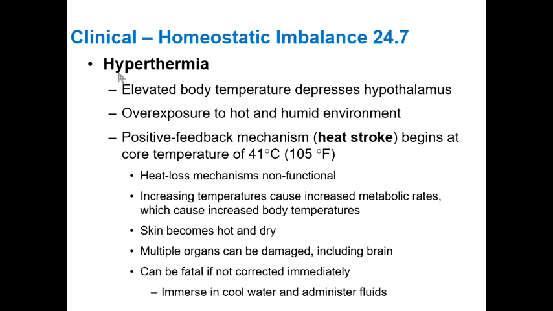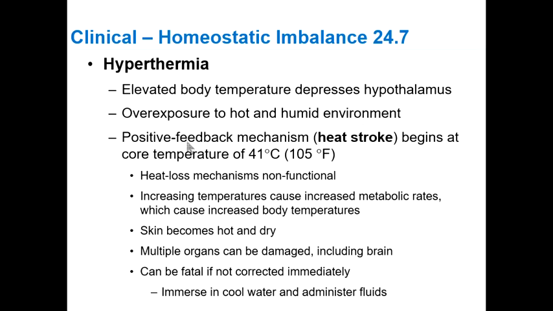So here's a dangerous situation, hyperthermia, meaning excessive temperature. Elevated body temperature depresses our thermostat, our hypothalamus. This is overexposure to a hot and humid environment. So recall what happens in our skin with a hot environment: the perspiration needs to evaporate, which can't happen very well in a humid environment.